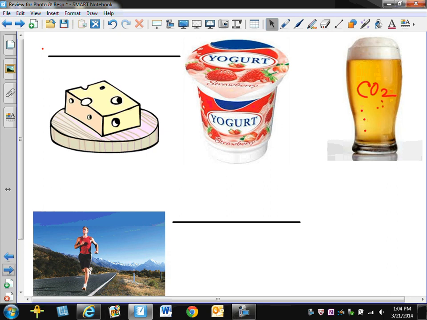Okay. So, we have yummy on top and pain on the bottom. So we're going to talk about two kinds of cellular respiration. This is called fermentation.